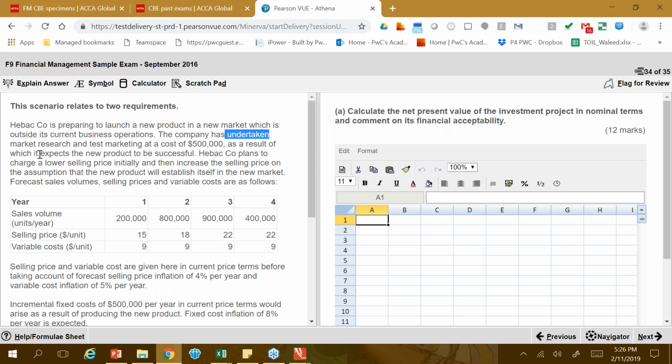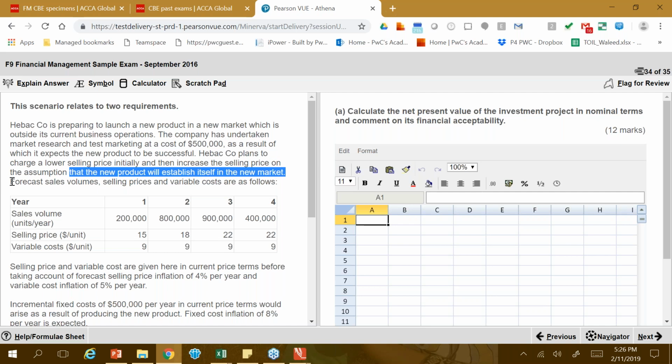As a result of which, it expects a new product to be successful. Payback plans to charge a lower selling price initially and then increase the selling price on the assumption that the new product will establish itself in the new market. So just a bit of information for you that how they're planning to launch this product.